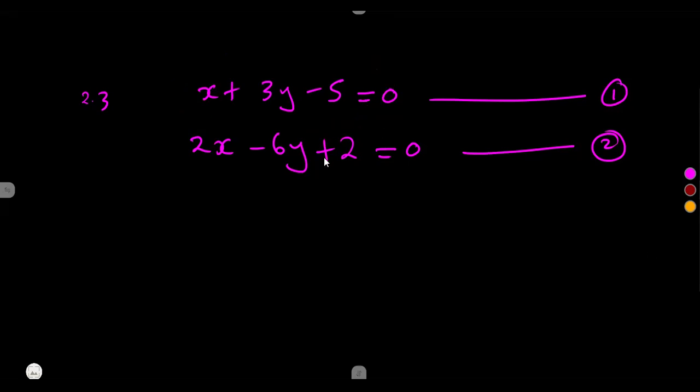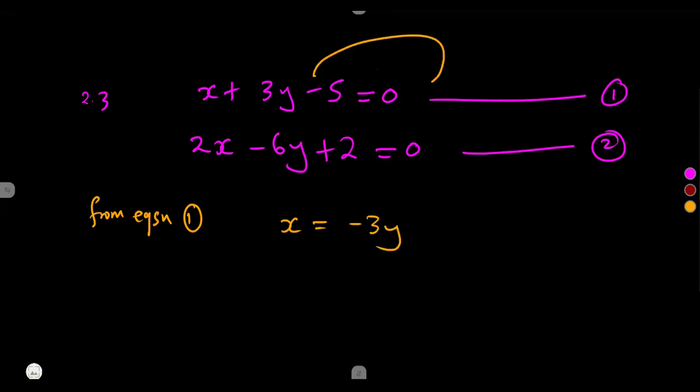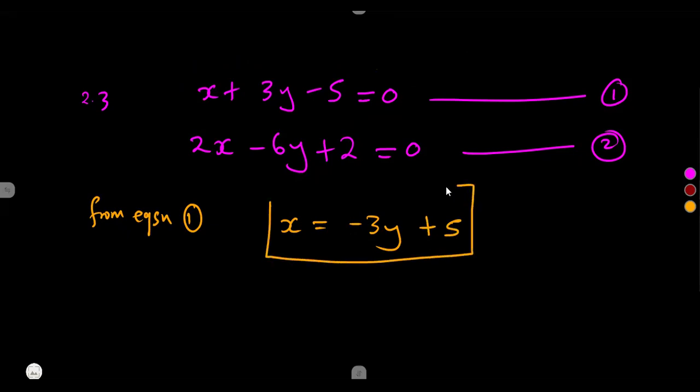All right. So in this case, I'm going to work from equation 1. So from equation 1, I'm going to make x the subject. We're going to take these terms to the other side of the equation. So it simply means x is equal to what? If we take the positive 3y to the other side, it's going to change to a negative. If we take the negative 5 to the other side, it's going to change to a positive. So this is the equation that is going to be our equation 3, where x is the subject.